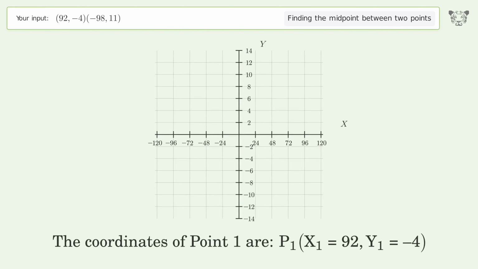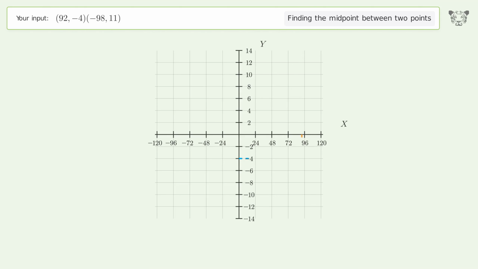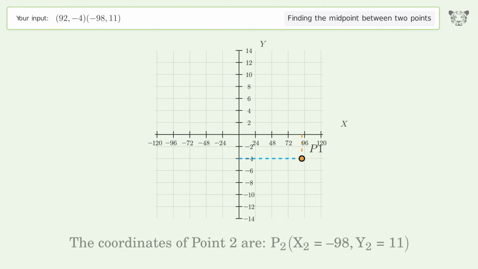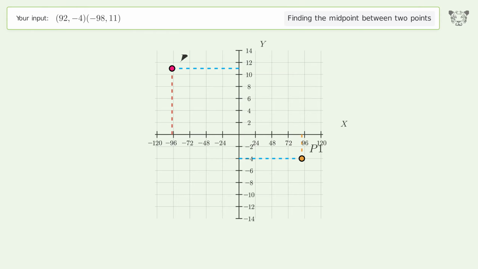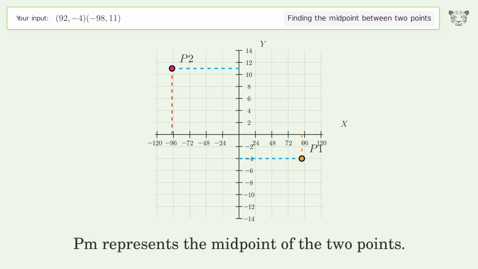The coordinates of point 1 are x1 equals 92, y1 equals -4. The coordinates of point 2 are x2 equals -98, y2 equals 11. PM represents the midpoint of the 2 points.